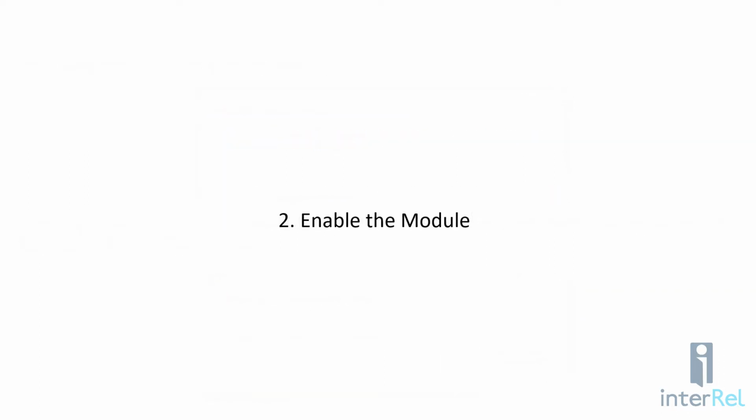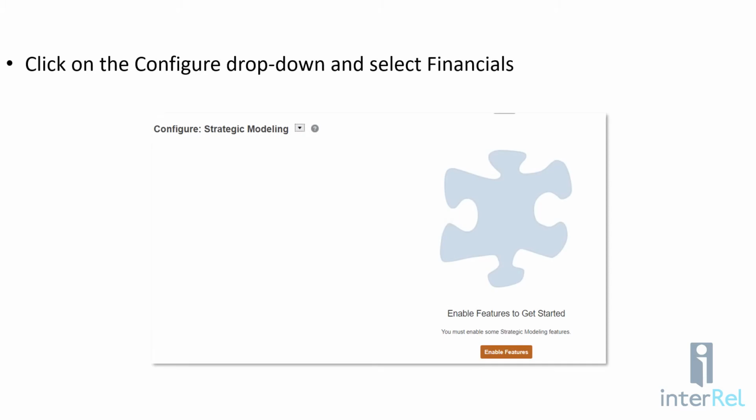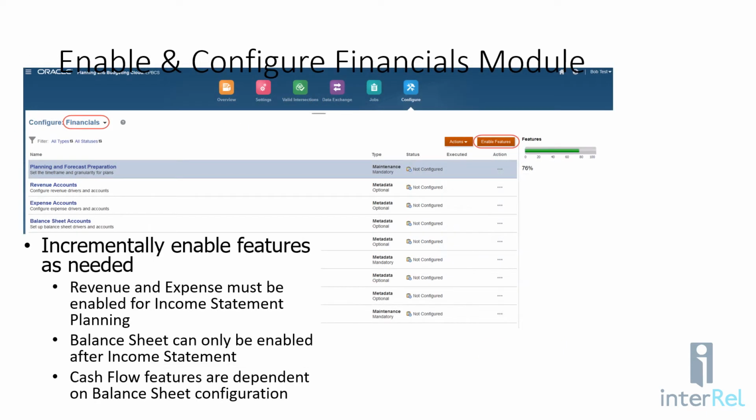Step 2. Enable the module. On the Configure module screen, click the drop-down and select Financials, then click Enable Features. Within the Financials module, click Enable Features. When enabling features, you may incrementally add features as needed. There are certain prerequisites for features to become available.